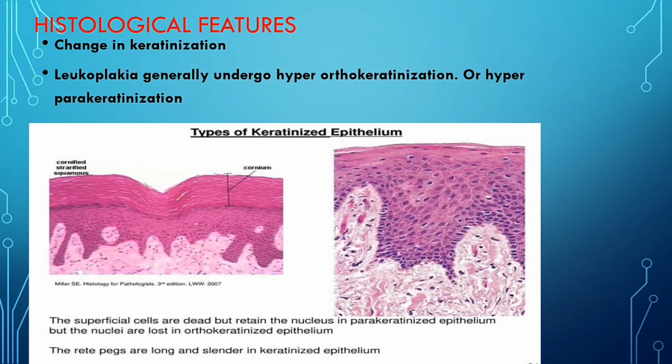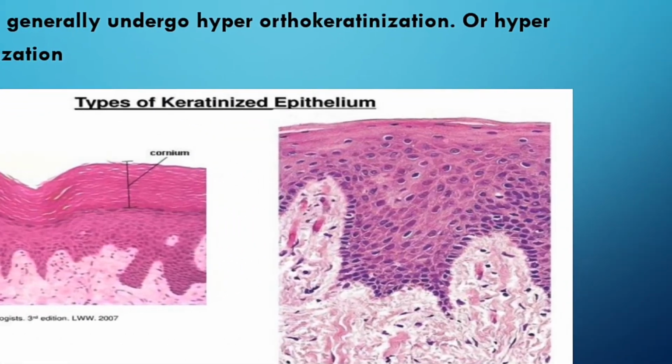So there is a change in keratinization. In the stratum corneum layer, the keratinization is changed. Leukoplakia generally undergoes hyperorthokeratinization or hyperparakeratinization. Hyperorthokeratinization is the condition where the cells are dead and the nuclei are completely lost in the stratum corneum layer, while parakeratinization is the condition where the cells are dead but the nucleus is still retained. As you can see in the picture, this is the parakeratinization.